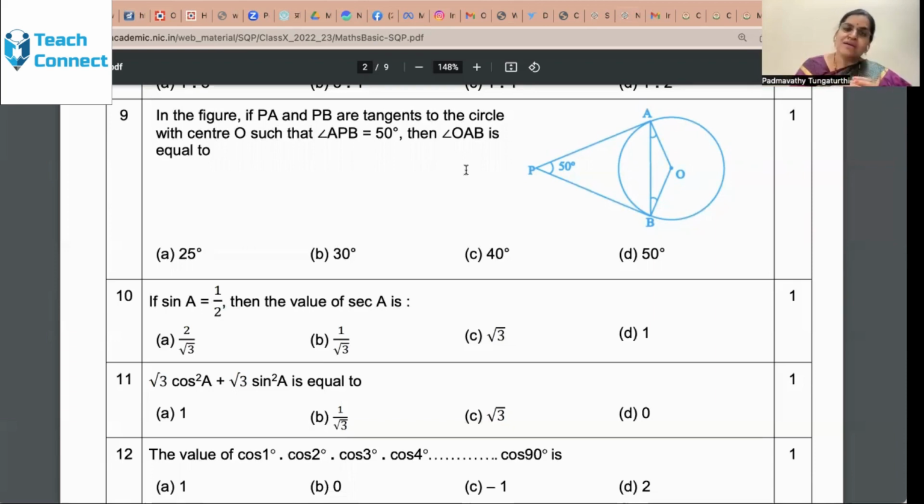Does the child know that APB is an isosceles triangle? Does the child know that OA and OB are two radii of this circle? Or is she doing it mechanically? This is to be understood here. Now, what are the angles over here? How are the isosceles triangle's angles divided? This is all a complex problem.